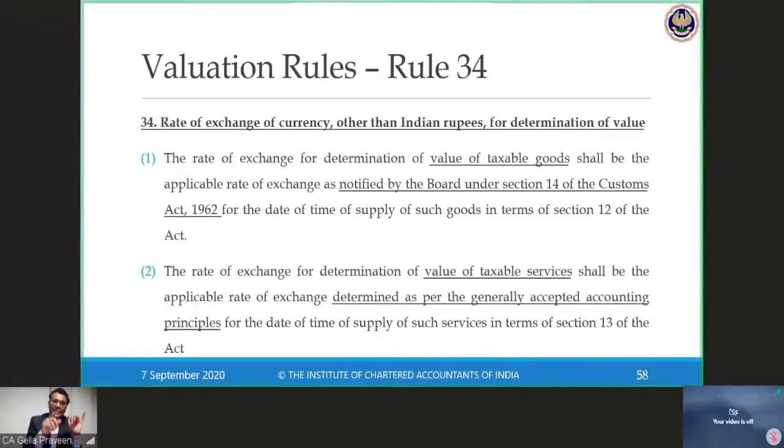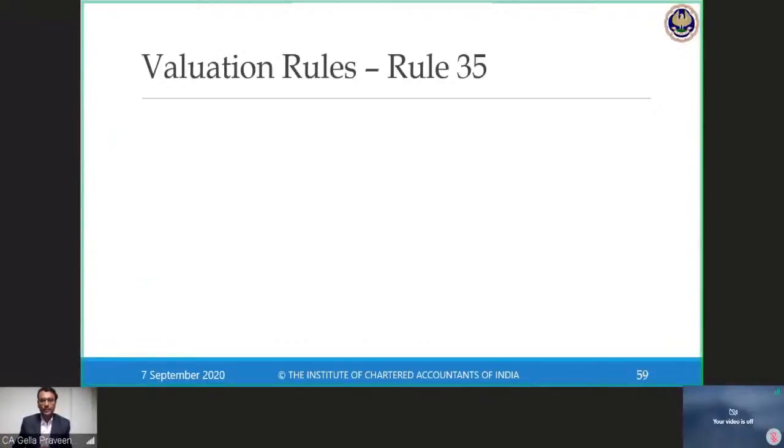Point number 2 says the exchange rate, the value of taxable supply, shall be the applicable rate of exchange determined as per generally accepted accounting principles. As per my GAAP, if my accounting policy says I go with the RBI rate, you are permitted. If I say I go with the customs rate, you are permitted. When I talk about my forex transactions, in the notes to accounts, generally accepted principles are applicable for determining value under my Rule 34.